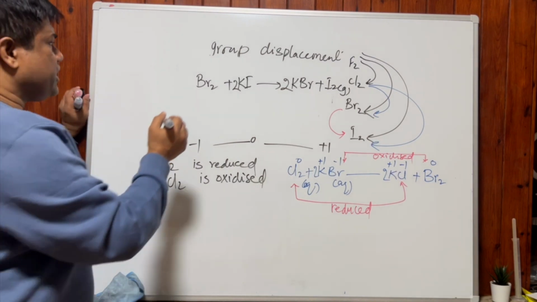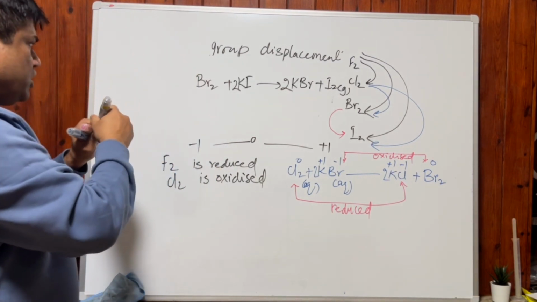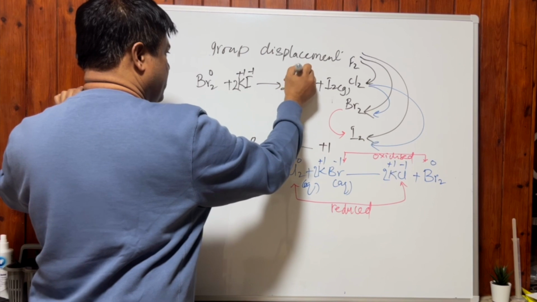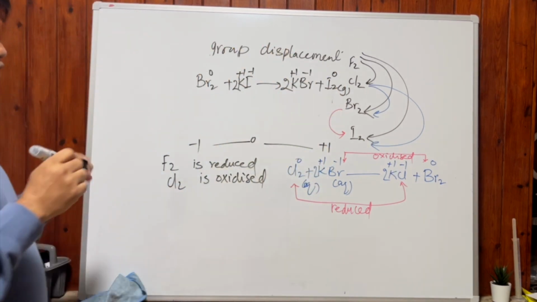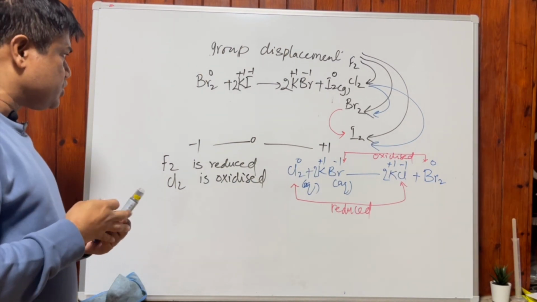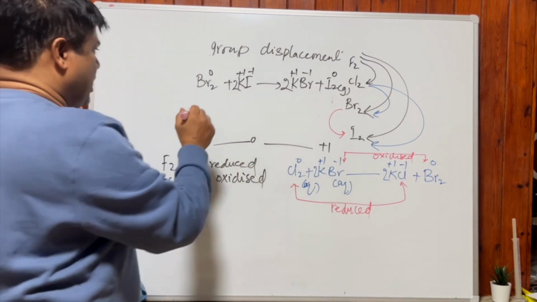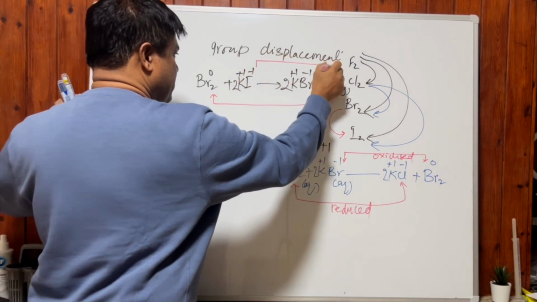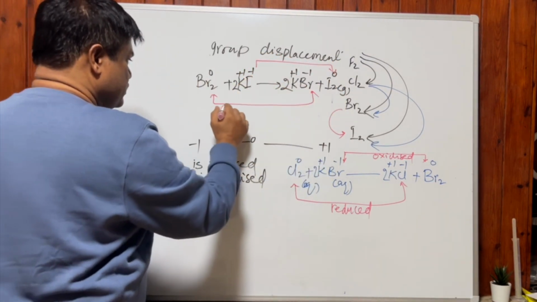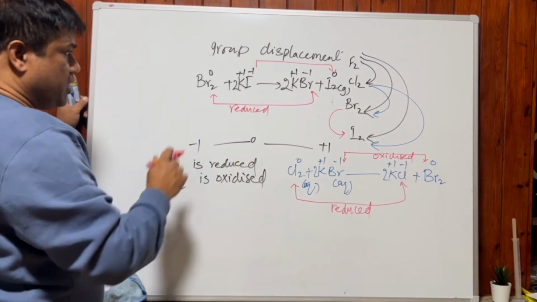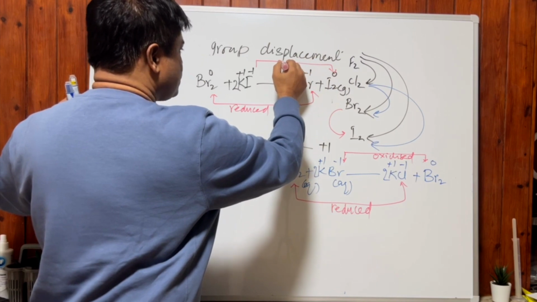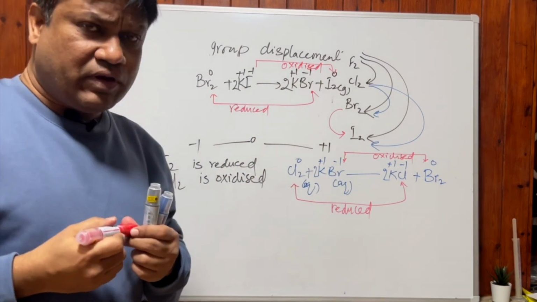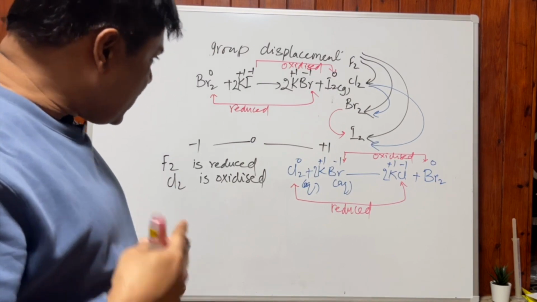Okay, what's the oxidation state of bromine? 0, plus 1, minus 1, plus 1, minus 1, 0. The oxidation state of a pure element is 0. Now look at the change. Bromine 0 becomes minus 1, minus 1 becomes 0. 0 to minus 1, decrease, so reduced. Minus 1 to 0, increase, so oxidized. They will ask in the examination, they will give you this question and ask which element gets oxidized, which element gets reduced.